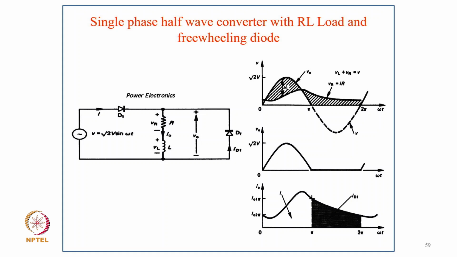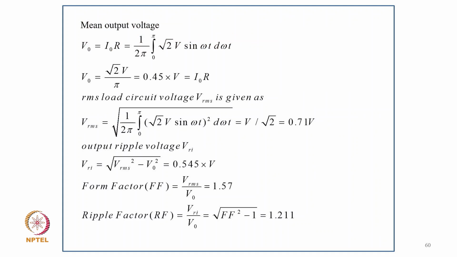So now coming to mean output voltage, V0 equal to I0 R equal to 1 upon 2 pi integral 0 to pi of root 2 V sin omega t d omega t, and V0 equal to root 2 V upon pi equal to 0.45 into V equal to I0 R, and RMS load circuit voltage VRMS is given. VRMS is equal to under root 1 upon 2 pi integral 0 to pi of (root 2 V sin omega t) square d omega t equal to V upon root 2, that is 0.71 V.